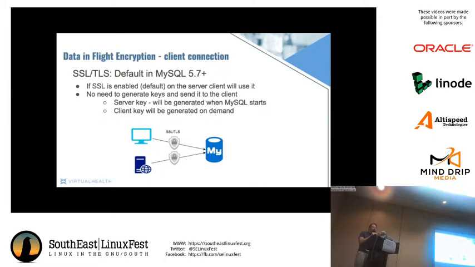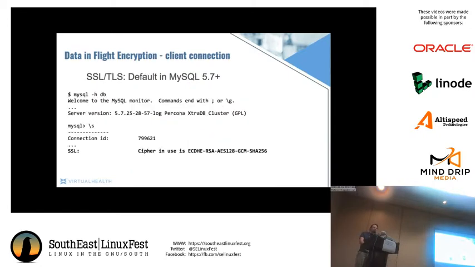All right, so MySQL 5.7 uses SSL TLS when it connects. So how do we know what is being used? Well, the easiest way, if you're connecting from the command line, is to run this command, backslash S. This is the status command. Then you will see SSL, and you will see the cipher in use if the connection is through SSL. If it's not, then it will say not in use.